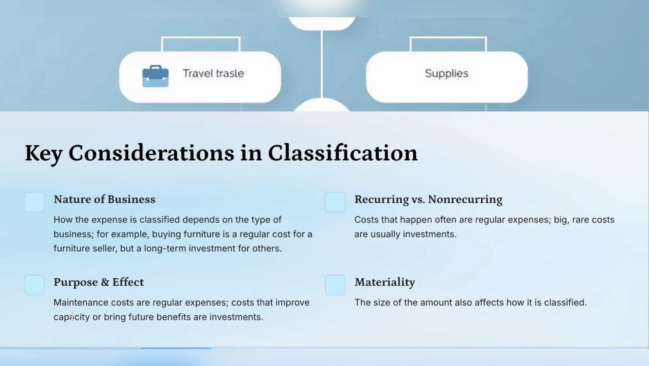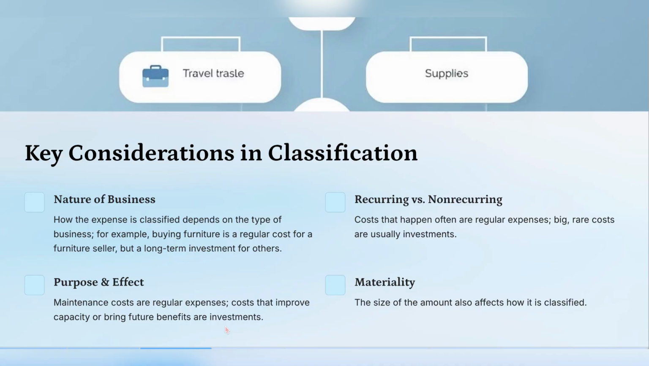Now coming to purpose and effect. Maintenance costs are regular expenses. Costs that improve capacity or bring future benefits are investments. Okay, repairs and maintenance. If we are incurring expenses for repairs and maintenance of an asset, for example AC or furniture or machines, then that is a recurring expense, because we are often spending money on repairs and maintenance. If we are spending money on maintenance of the asset which enhances production capacity or the benefit earning capacity of that asset, then that is classified as capital expenditure.